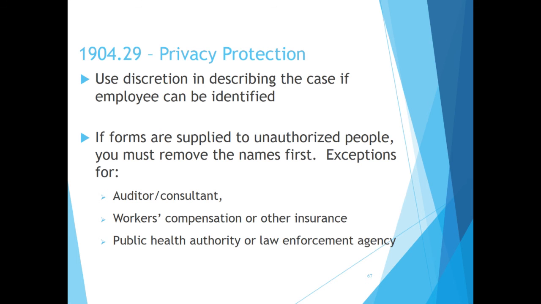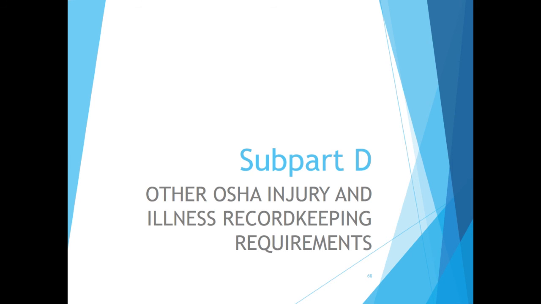So if it's a privacy case, people who are going to see this are going to be either an auditor, a consultant, workers' comp or insurance agency, or if law enforcement or a public health authority needs to see who it is, those people are allowed to have that disclosed. So that's it for Subpart C, both sections. I know it's a little longer, but there's a lot to do in Subpart C, so now we're going to go into that Subpart D section.